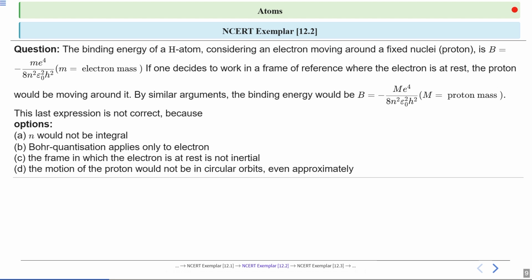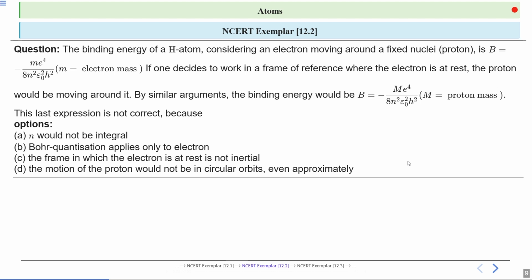Notice how the formula shows that binding energy depends on the mass of the orbiting particle, here the electron, and it gets more negative for lower n values. The question asks what happens if we switch to a frame where the electron is at rest and proton moves around it, and whether we can just replace m with capital M, that is proton mass, in the formula. 4 options are given and you have to choose the correct one.